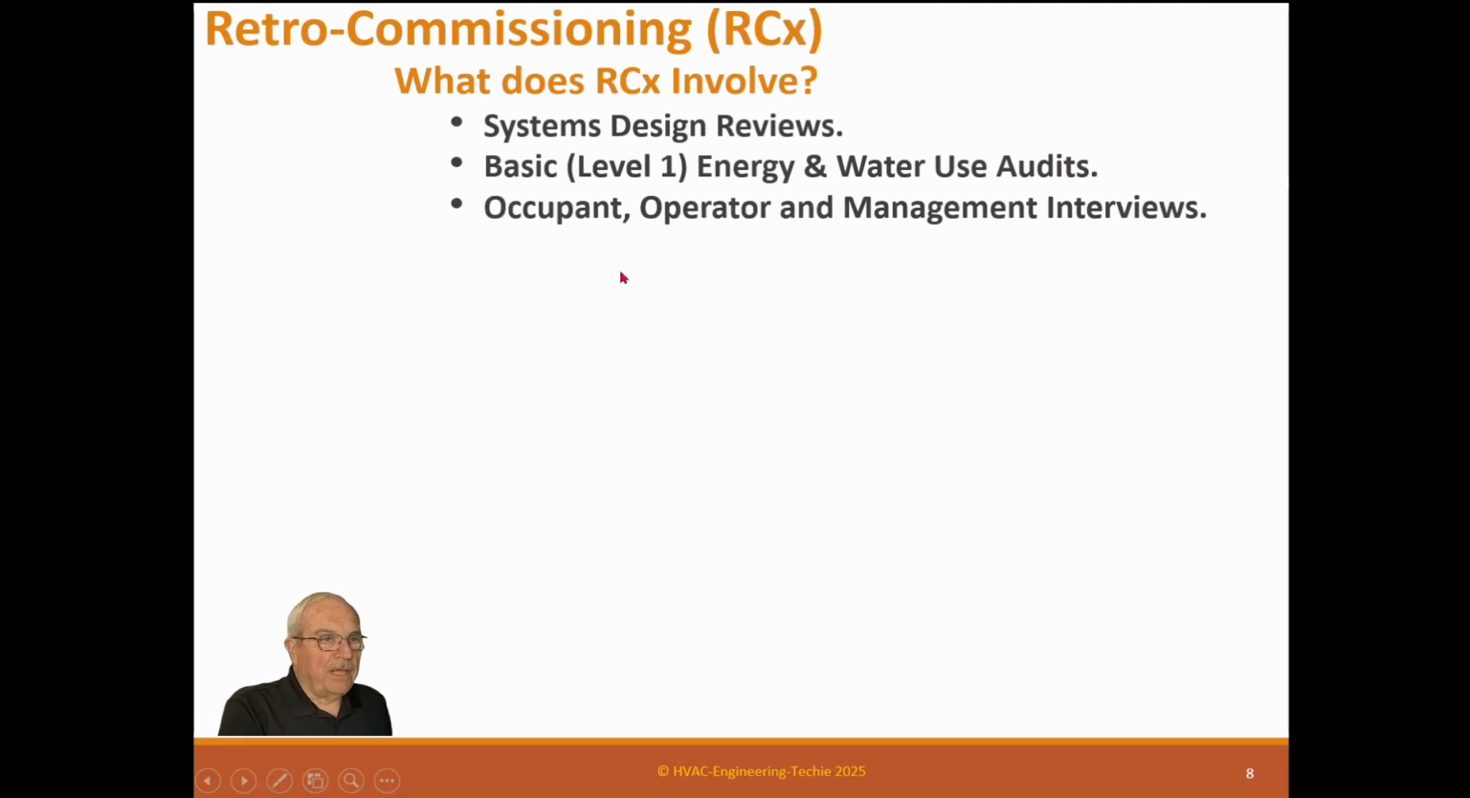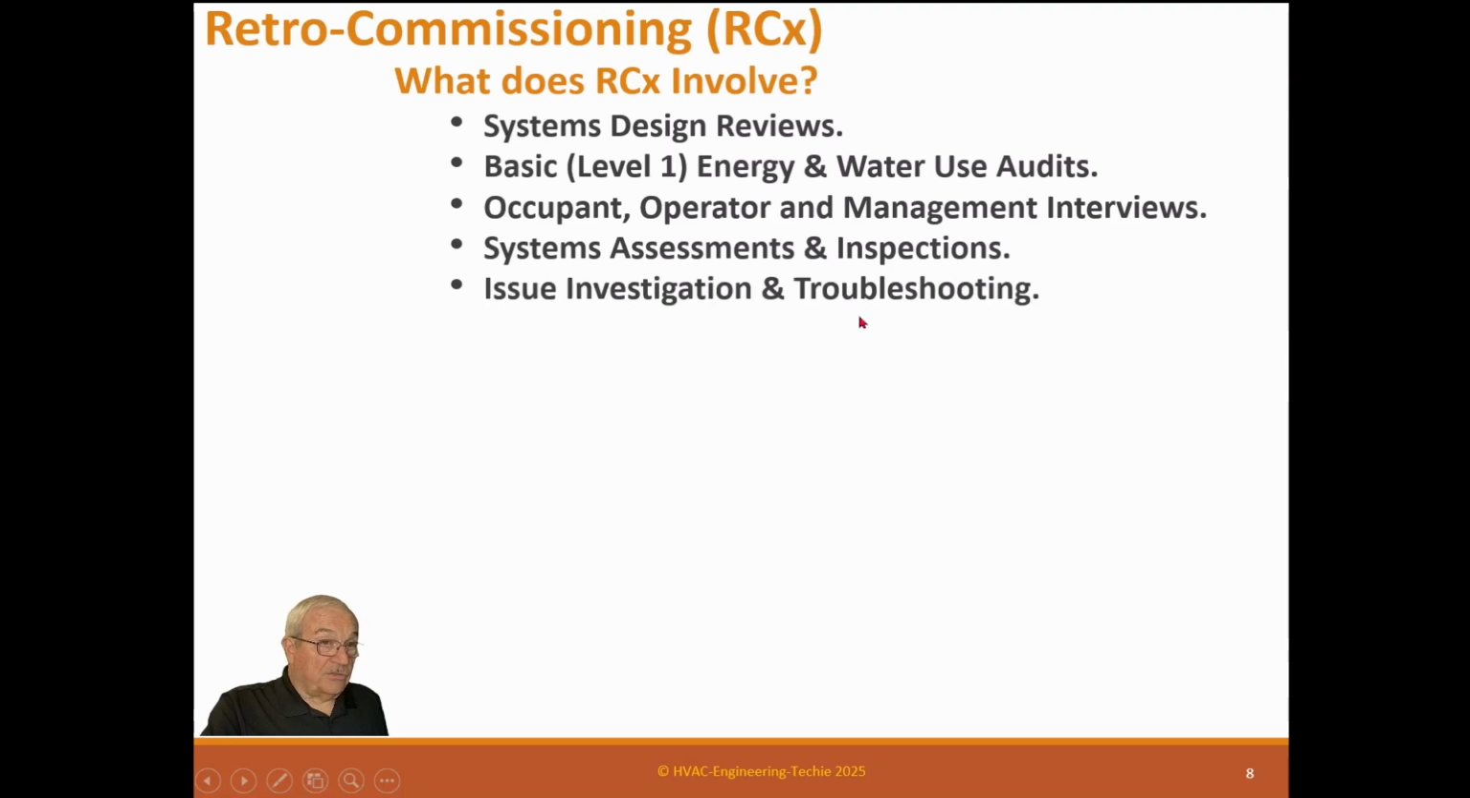Occupant, operator, and management interviews. This is one of those processes that we explain for you how to do. It may not make a lot of sense to you at the time, and some of the answers you get are strange, but later on they might become very, very important to your analysis process. System assessment and inspections. This is a standard, prescriptive process. You inspect all the systems and the equipment for any issues that are going to cause problems.